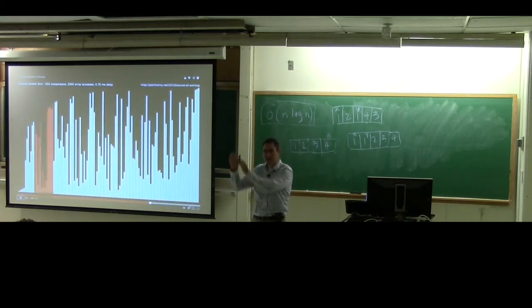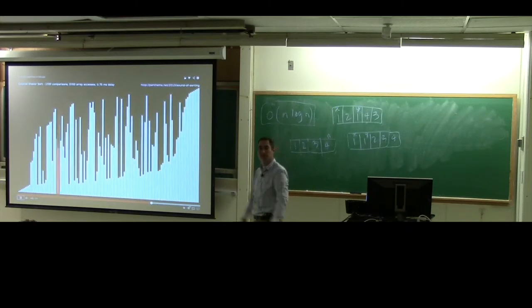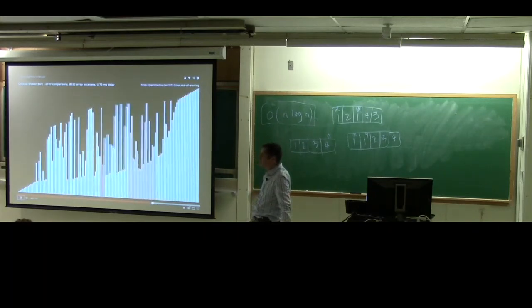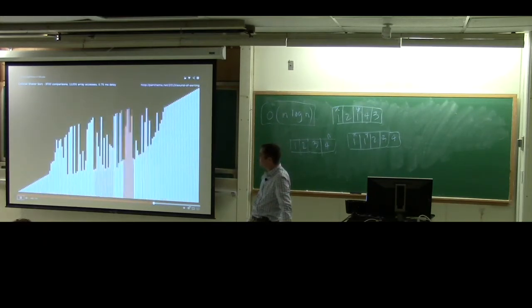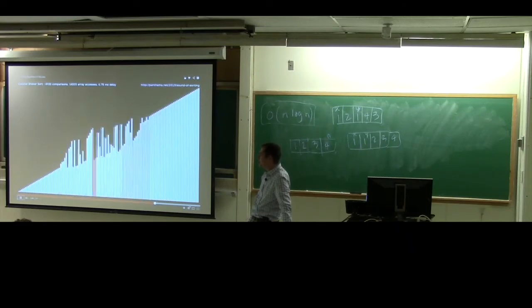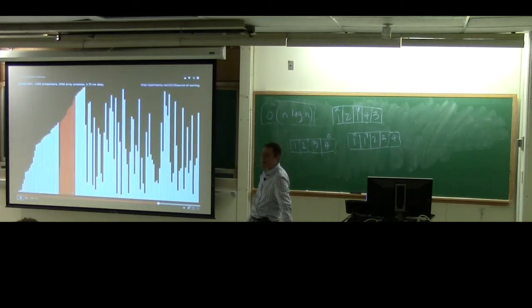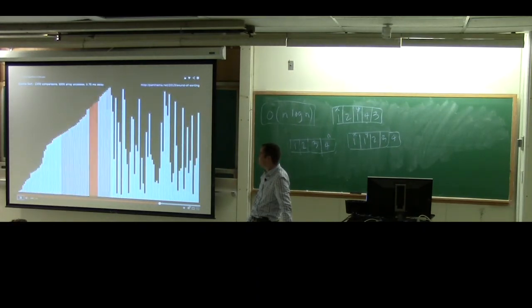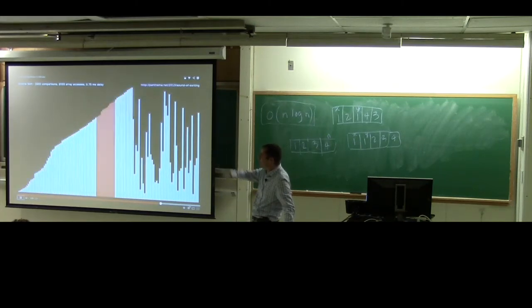Cocktail shaker. So it's like bubble sort, except slightly not as bad. I don't know why this is called the gnome sort, but maybe it looks like a gnome from the side or something. I don't know.